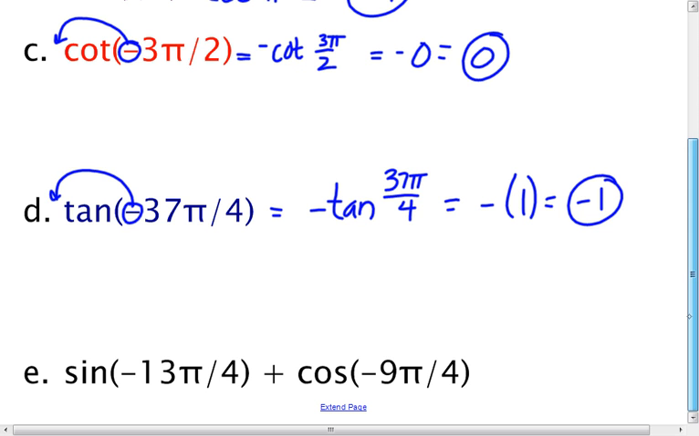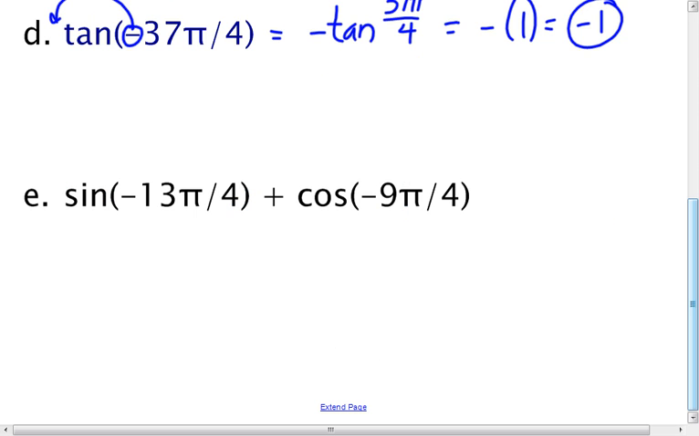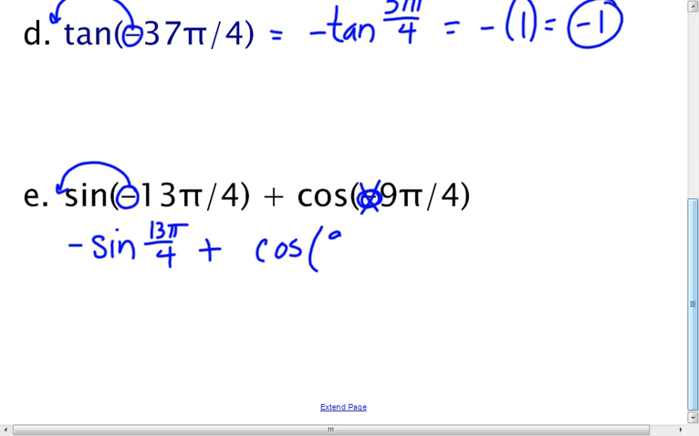Okay? And one more down here. Sine at negative 13 pi over 4. Sine is an odd function again, so I'm going to go over here. I'm going to pull that out, and it'll be the opposite of sine at 13 pi over 4. Plus, and then cosine is an even function, so this negative right here can just be dropped. I don't need it, and it will be the same as cosine at 9 pi over 4.